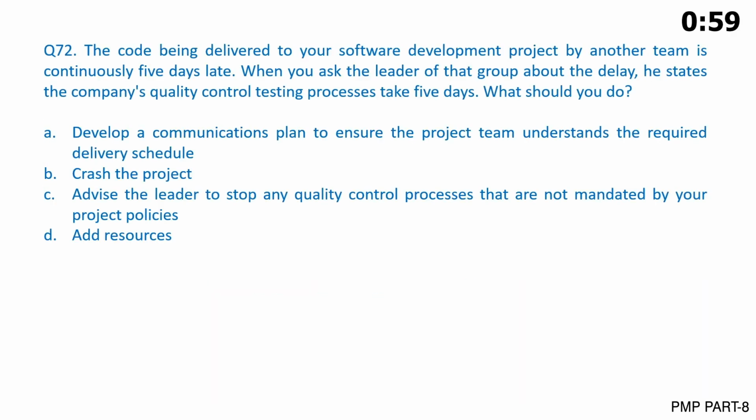The code being delivered to your software development project by another team is continuously 5 days late. When you ask the leader of that group about the delay, he states the company's quality control testing processes take 5 days. What should you do?